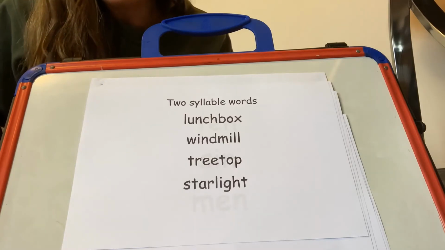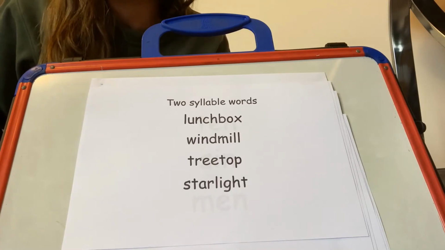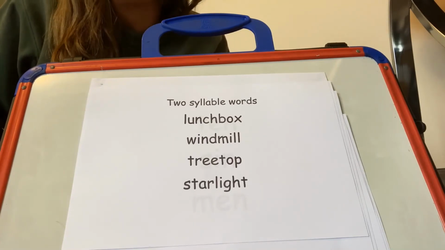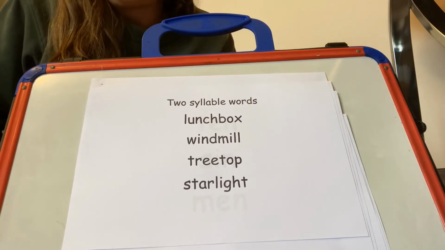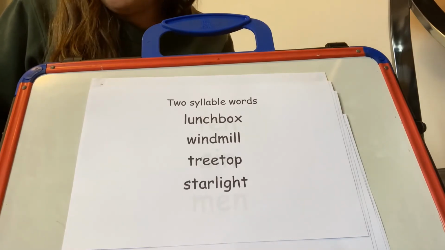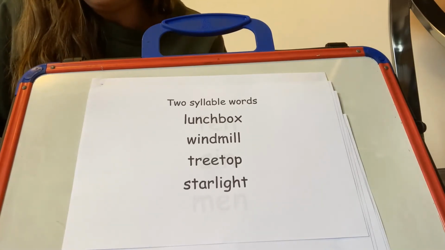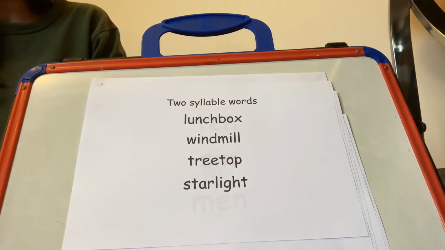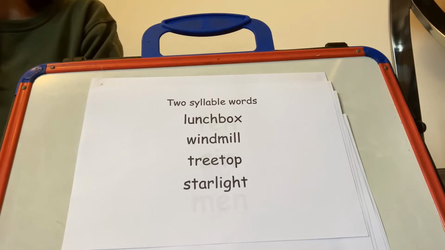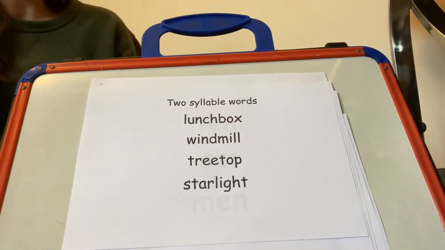After you've written your word list, you can then have a go at some simple dictation, which is basically a grown-up giving you a sentence and you trying to write it down. For example, you put a shampoo sandwich in my lunchbox. We can hear lots of words there with 2 syllables. We can hear shampoo, sandwich, lunchbox.